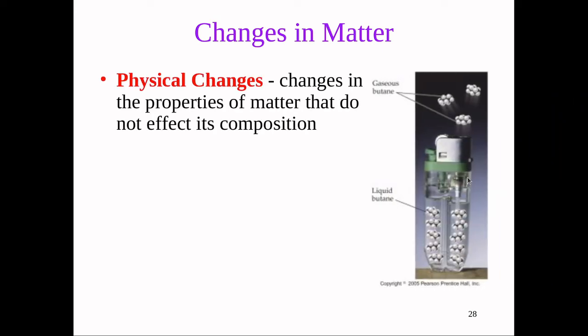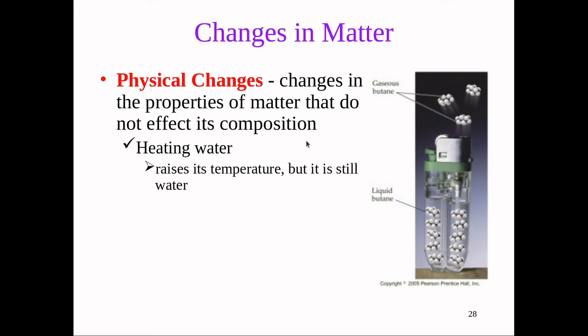All right, let's transition a little bit here and start talking about changes in matter. We'll start with physical changes. These are changes in the properties of matter that do not affect its composition. Remember that our definition of a physical property is that the changes don't affect their composition. A couple of examples of this is heating water. It raises its temperature, but it's still going to be water.